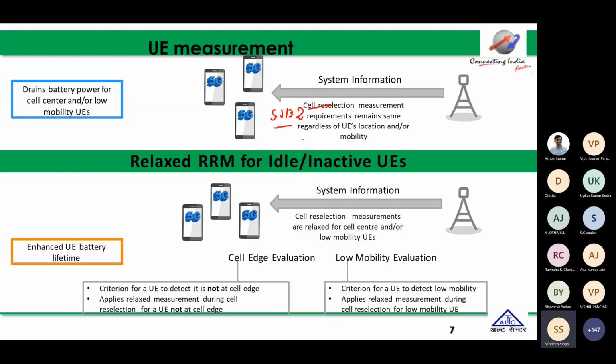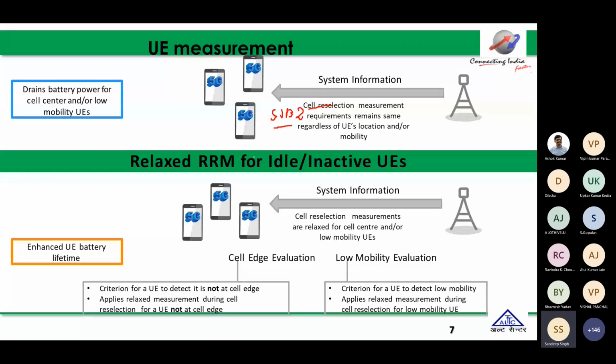What is the cell reselection measurement? That means the UE measures the RSRP and RSRQ of the serving cell plus the 5G neighbors, right? And depending on the threshold defined, they select the cell, and those measurements are reported periodically by the UE, sent periodically to the base station.